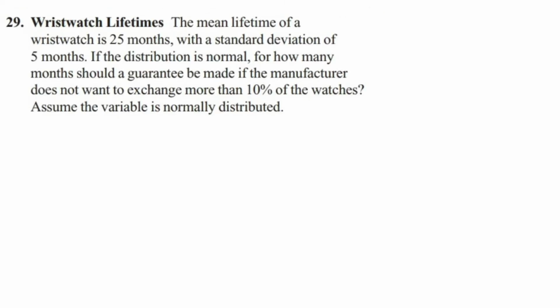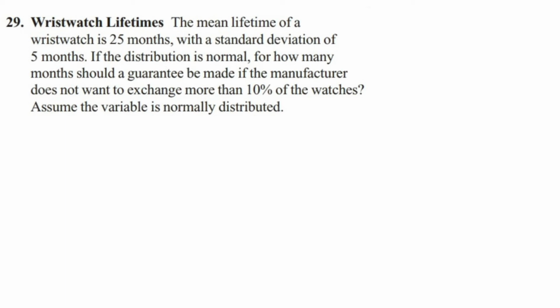So let's proceed to the next item, which is item 29. The first thing we will do again is to read and analyze the question. Wristwatch lifetimes. The mean lifetime of a wristwatch is 25 months with a standard deviation of 5 months. If the distribution is normal, for how many months should a guarantee be made if the manufacturer does not want to exchange more than 10% of the watches? Assume that the variable is normally distributed.